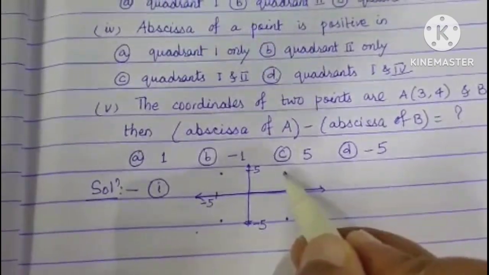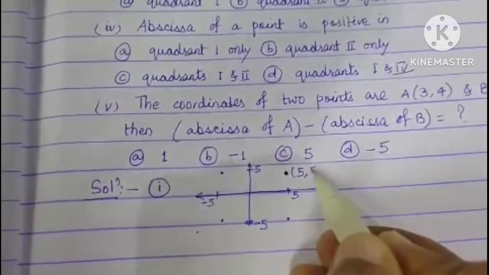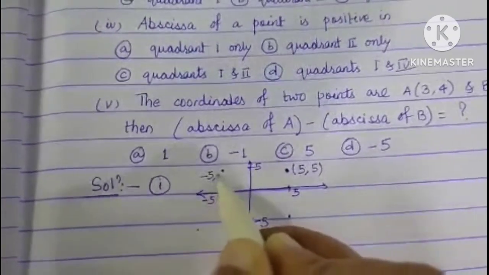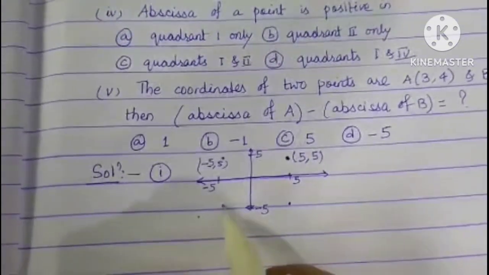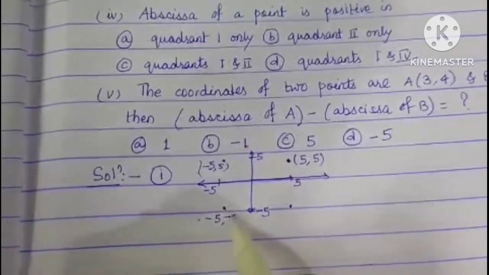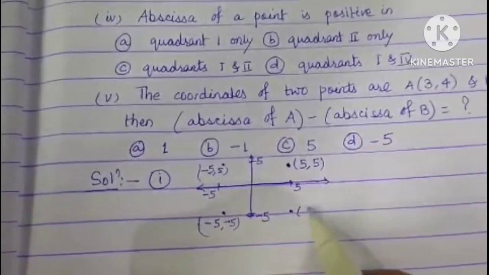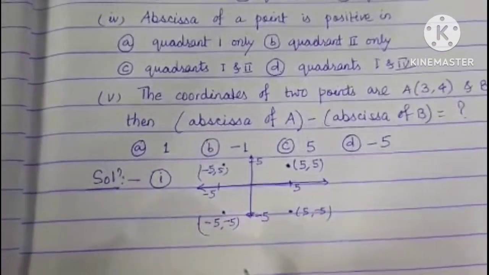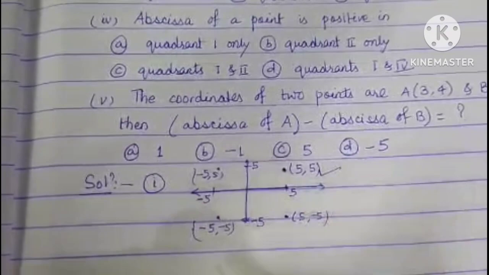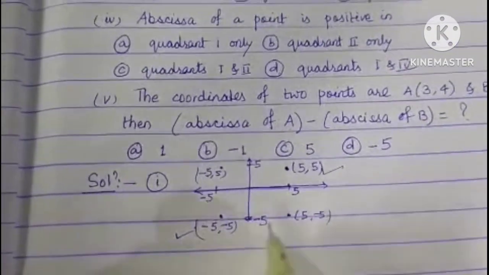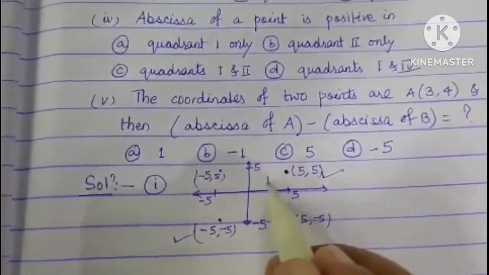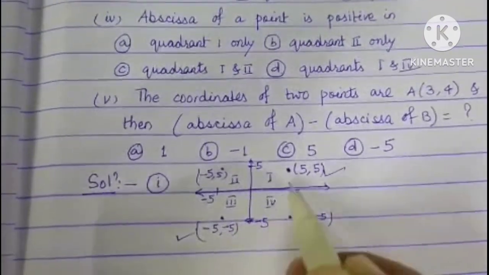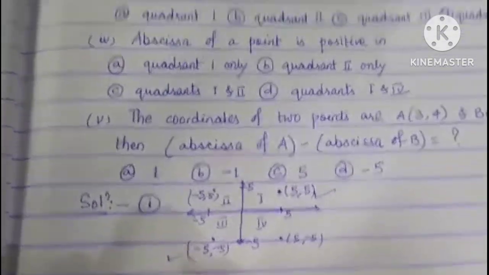This point will have its coordinates 5, 5 as we know. Okay. This point will be -5 and 5. This point will be -5 and -5. And this point will be 5 and -5. So the question was abscissa is equal to the ordinate. So here it is equal and here it is equal. So basically in quadrants 1 and 3, the abscissa is equal to the ordinate. And that is our question.